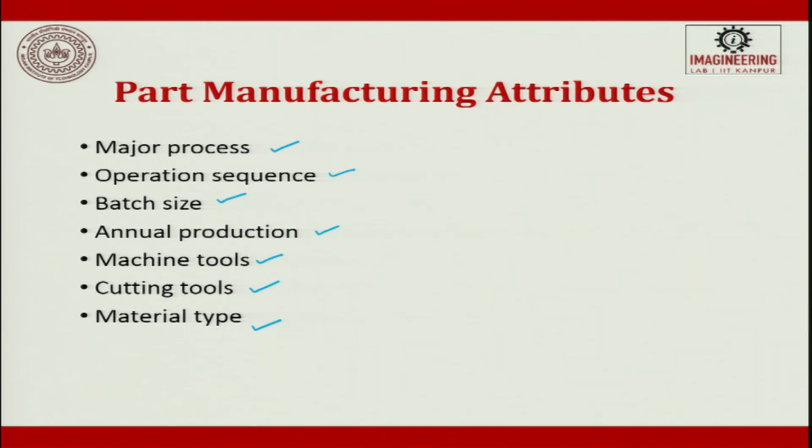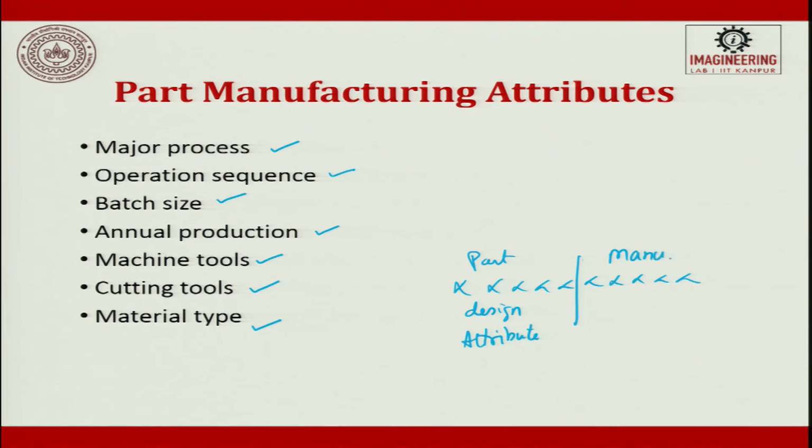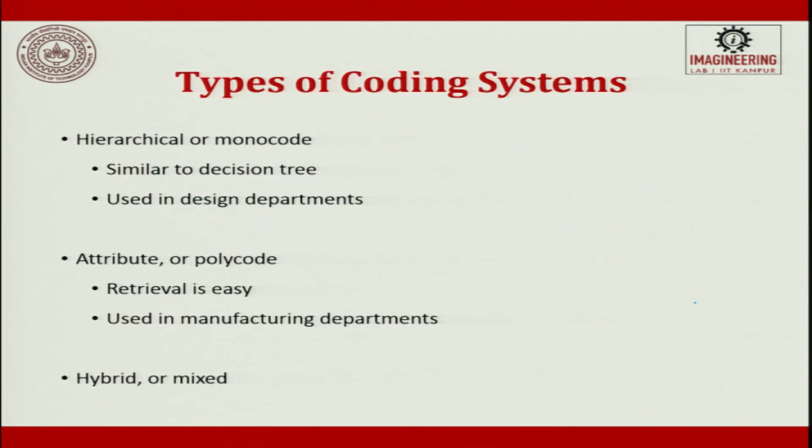You can have a combination of these two, and that leads to a hybrid system wherein you can have some 10 digits, where half of them follow part design attribute and half of them follow manufacturing attribute. So, this is the third classification. Based upon that, we have three different coding systems which are followed.